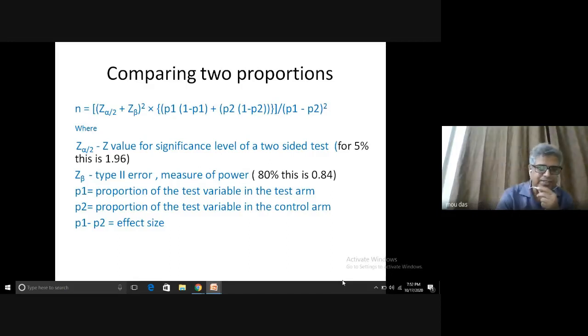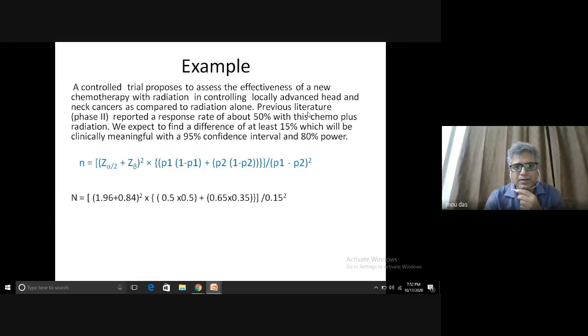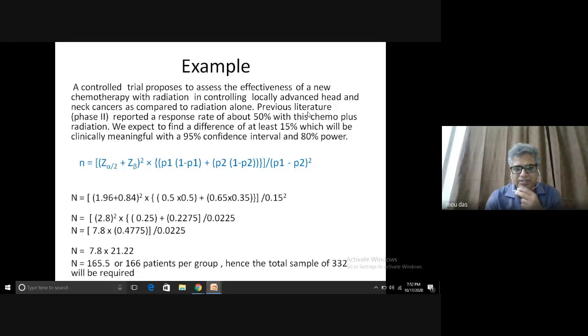What about comparing proportions? It is a similar formula to what we said for a single sample, except that because we are comparing two proportions, there will be two proportions, P1 and P2, test and control, and the sample size changes accordingly. We use the Z beta, the type 2 error. As an example, the control response rate was 50%, and the test arm was expected to increase by 15% as a clinically meaningful difference, with 95% confidence for alpha and power of 80% for beta. So we get a sample size of around 166 patients per group, two groups, so 332 patients.